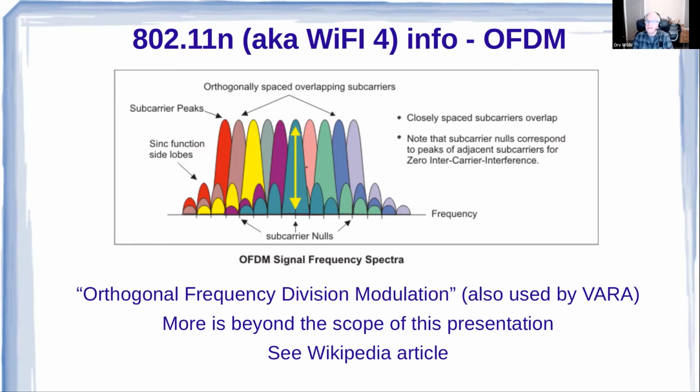Beyond that, you'll have to go to Wikipedia. The information gets very dense very quickly, but just know it's OFDM and has bunches of carriers, and they all carry separate data.